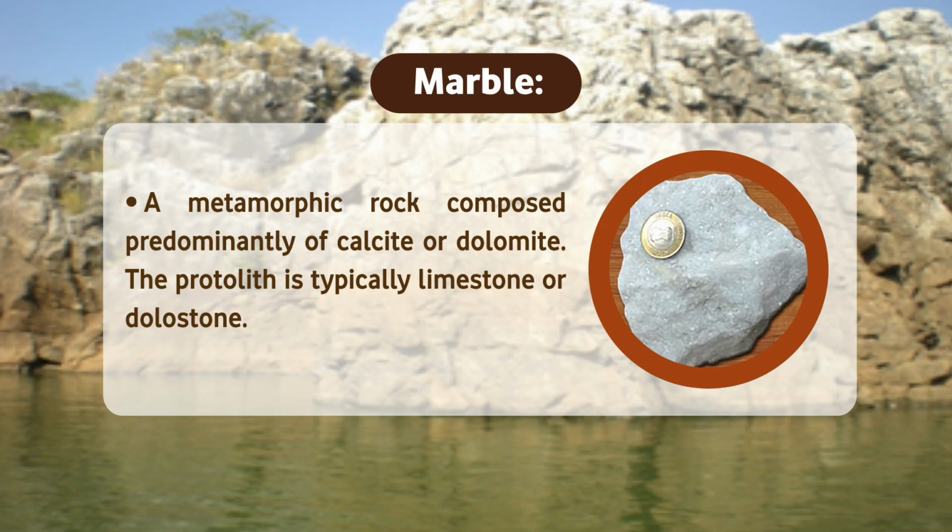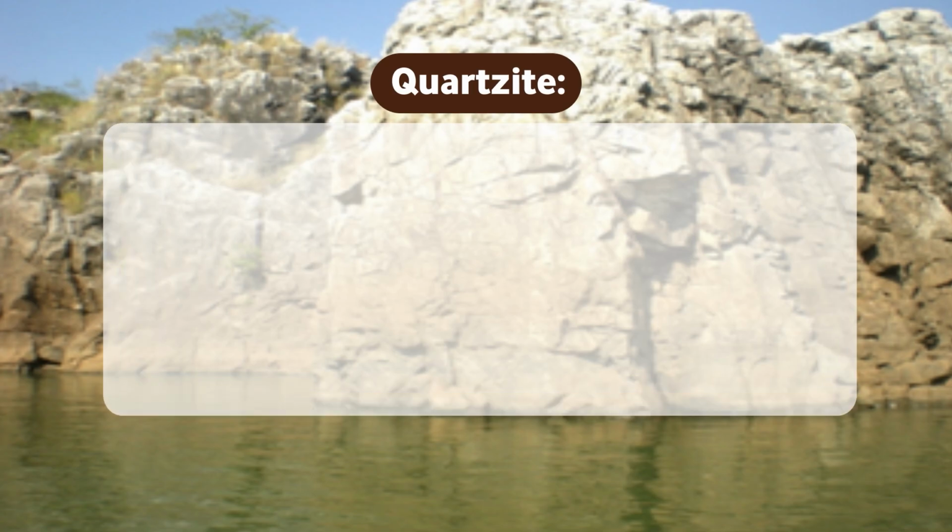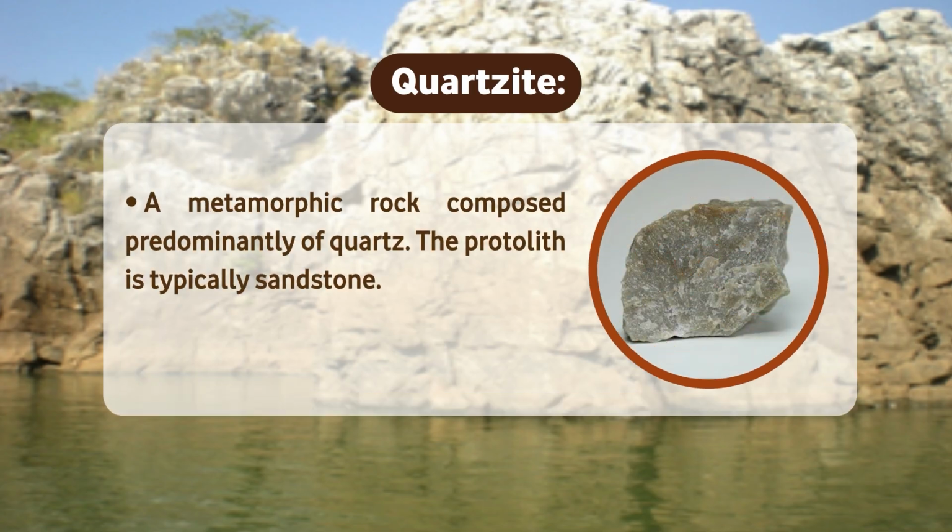In the Indian terrain, marble is known from the Rajasthan locality, that is the Aravalli Delhi Fold Belt. Then we have the quartzites, a metamorphic rock which is composed predominantly of quartz. The protolith is usually a sandstone. Sandstone is a sedimentary rock. When sandstones get metamorphosed, it becomes a quartzite. You can see here an example of a quartzite hand specimen.